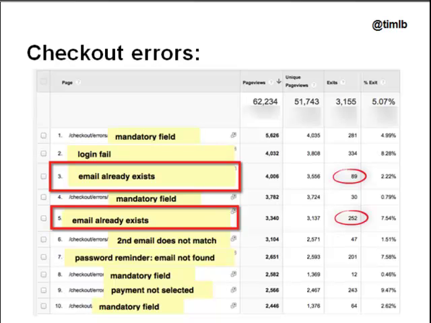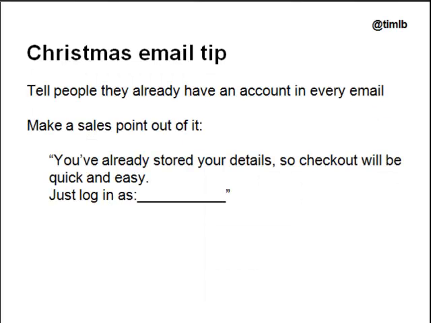It's very solvable. You can solve this. Zero cost, really, apart from a bit of creative. All you've got to do in every email is make a sales point out of it. For once, you can say with actual honesty that checking out is going to be particularly quick and easy because you've already stored all your details. Just log in. Just stick this into your emails. And I believe, though I'm only trialling this, we only discovered this during this last year, so I'll only have data on this later on after Christmas, but that will make a big difference.